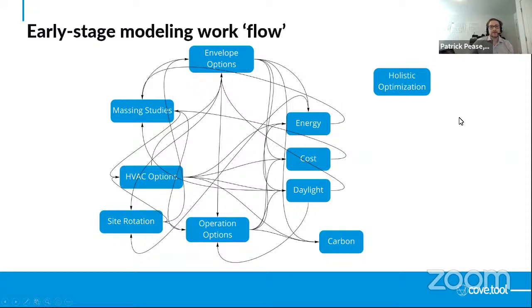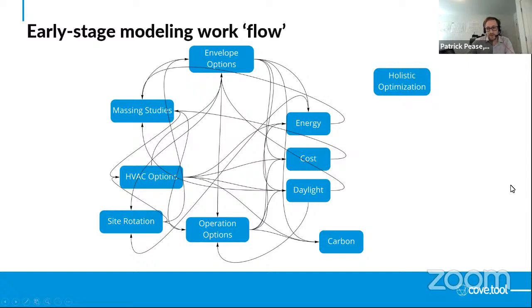And this often looks messy. So this is just an illustration of how a workflow might look. A lot of things we want to do, like look at HVAC options, envelope options, massing studies, operational options, all these things we'd want to look at. But they're all kind of a mess. We don't know which one to start with. Maybe we start with some envelope options, got some energy out, didn't do cost yet, did something else, all this stuff. And it's really moving us disconnectedly away from a holistic optimization. There's no connection to our optimization.